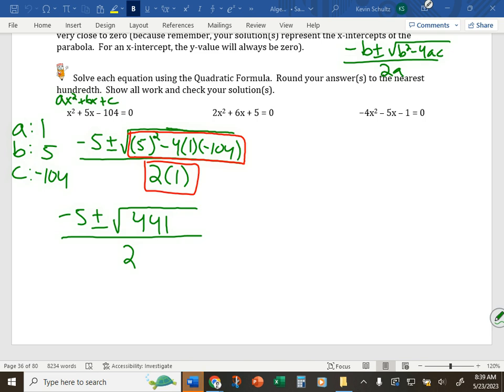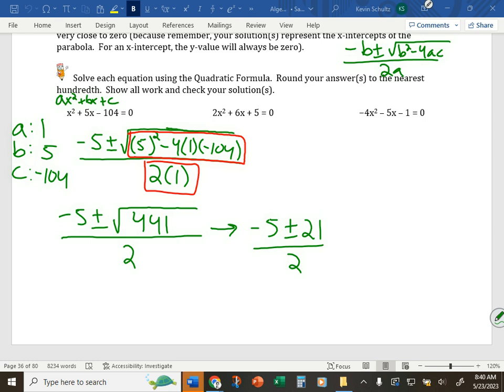Now, what is the root of 441? 21. So this equals negative 5 plus or minus 21, all divided by 2. And once you take the root of 441, the root symbol goes away.